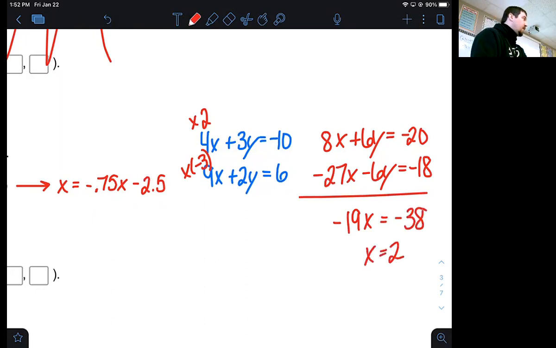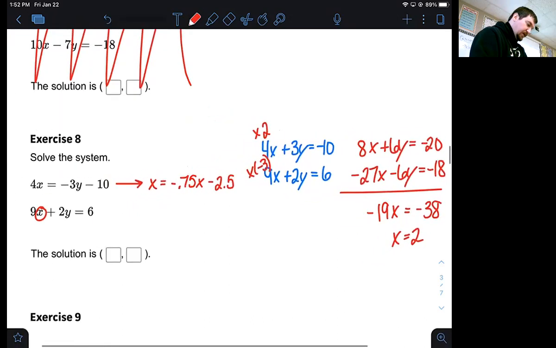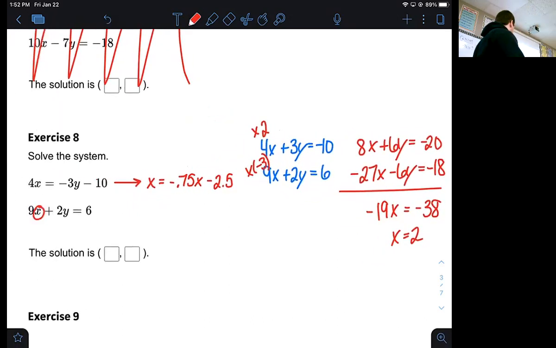Is the 9x plus 2y the original question? Yes. Yeah, the substitution one that's 0.75. You put x. Sorry, thank you. That should be a y. That's what they mean. Dang it, my equation is wrong. Thank you. That's a y.